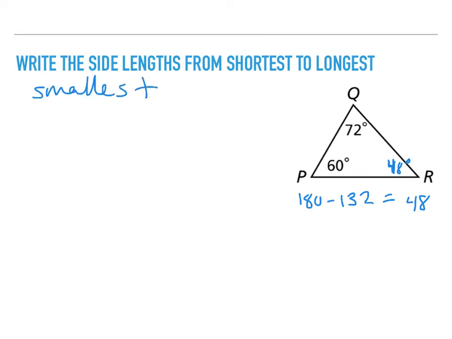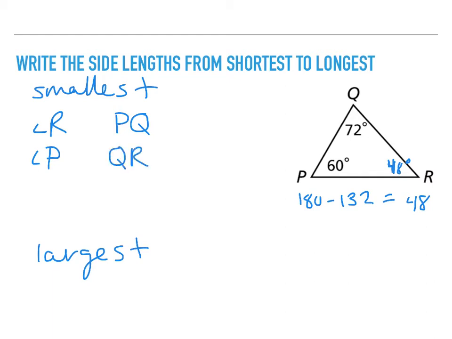So we start with the smallest and then go to the largest. What is our smallest angle? Angle R. So what side is opposite of angle R? PQ. What's our second smallest angle? Angle P. What side's opposite angle P? QR. And what's our largest angle? Angle Q. And what side's opposite angle Q?